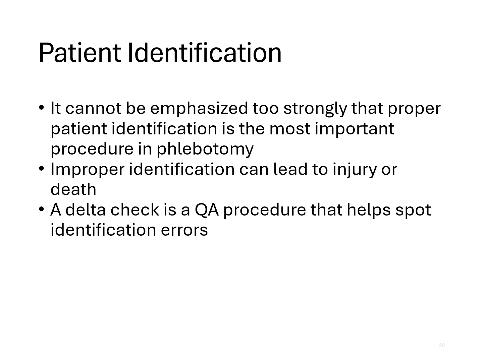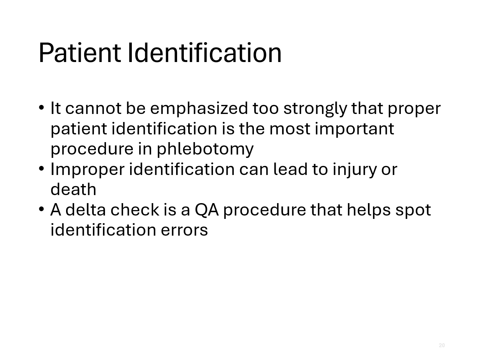Patient identification, as mentioned, it cannot be emphasized too strongly that proper patient identification is actually the most important procedure in phlebotomy. If you have improper identification, it can lead to injury or death. So we need to make sure that we are checking everything. So proper identification is made when the patient number on the requisition matches the patient identification band, and that band is attached to the patient.